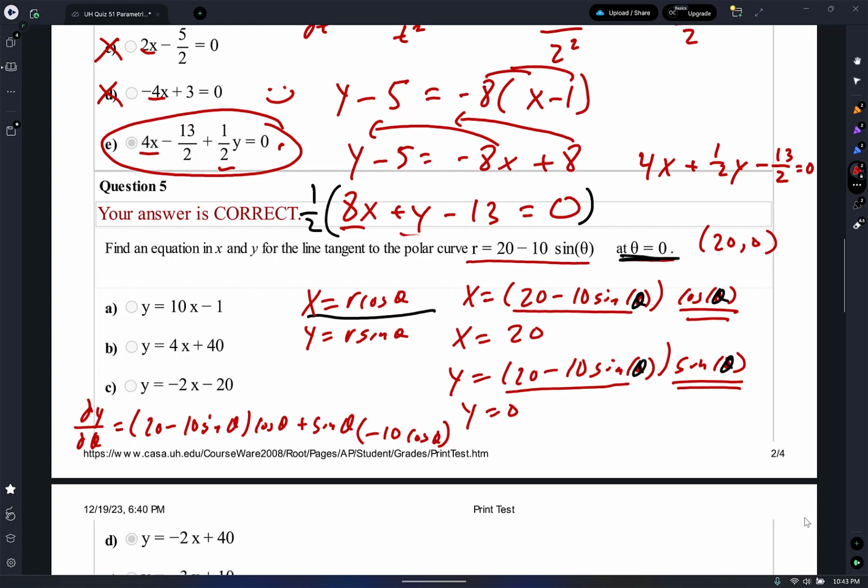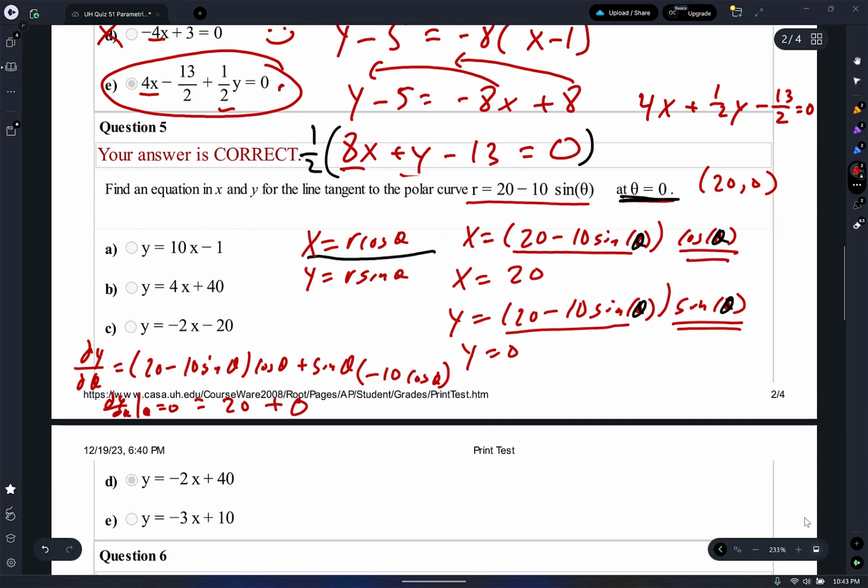I'm going to plug in theta equals 0. So dy/d theta when theta equals 0 is, let's see, sine of 0 is 0, but cosine of 0 is 1. So I get 20 plus, and then sine of 0 is 0 and cosine of 0 is 1, but 0 times anything is 0. So I get dy/d theta is 20. So now let's find dx/d theta, and we're just going to divide them. So here we go. I'm going to write it down here.